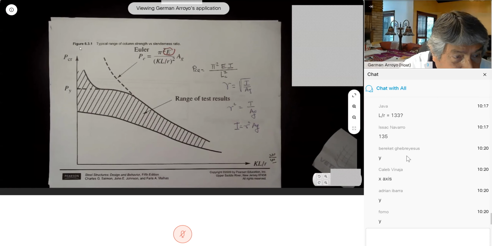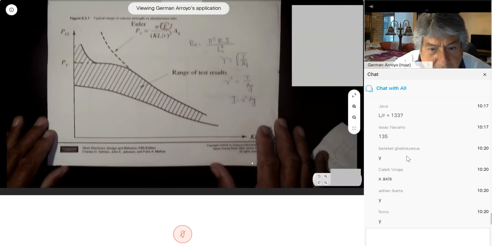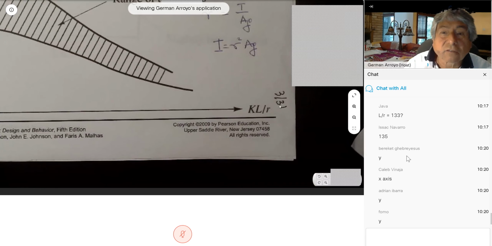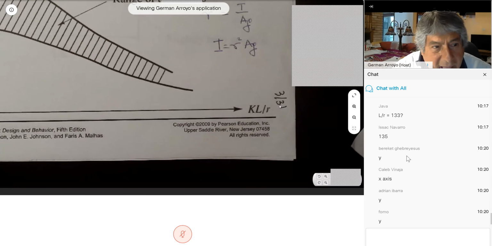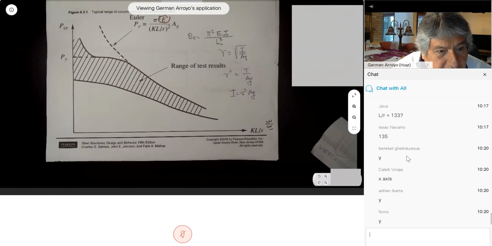On this axis, in this figure, is the critical load. And at the bottom, if you can see, this is the most important value that we use for columns. That is called the slenderness ratio, how slender the column is, the KL over r. If you look at this dotted line, that's the Euler formula. And all of this here is the results of tests in the lab.